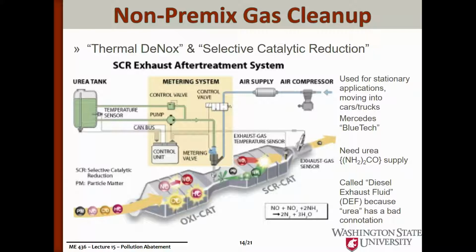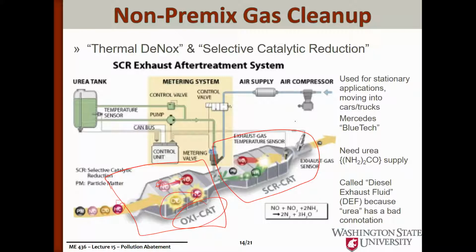Diesel systems, since they are not running at stoichiometric, cannot do both the oxidation and reducing at the exact same time. So it is a two-phase system that they use in most diesel vehicles that use exhaust gas cleanup. They start with an oxidation catalyst, and that is going to get rid of your CO, and it's going to take some of the NO to NO2, and your unburned hydrocarbons are going to react and form water and CO2 as well.